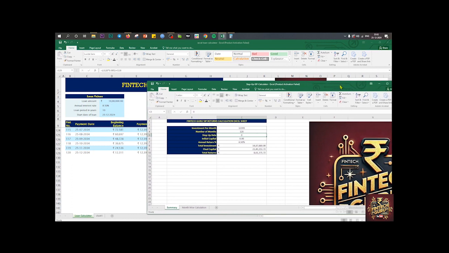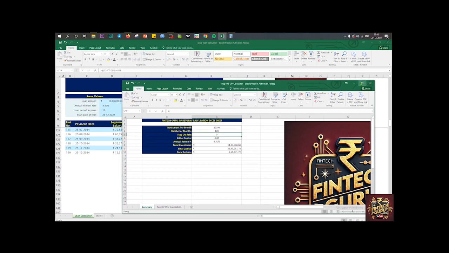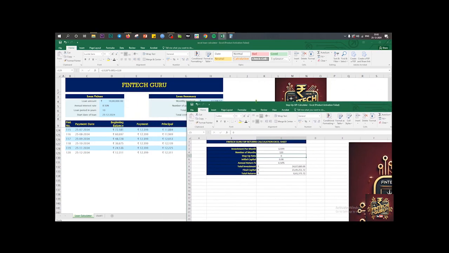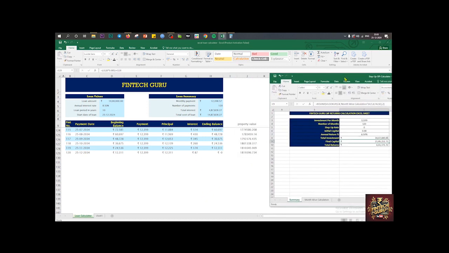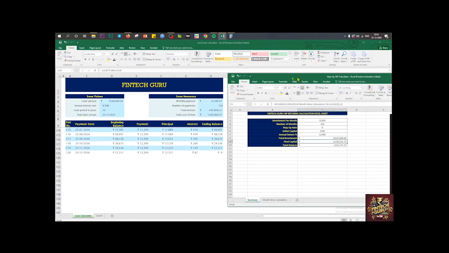So this will be the reverse. As you see how much we paid, actually it is 14.87 lakhs only. So here also your total investment is 14.87 lakhs. Considering the 8.5% returns, the total return is 8.61 lakhs. So your final capital will be 23.49 lakhs. Here your property value comes to 18.19. Okay, we'll make the comparison later.